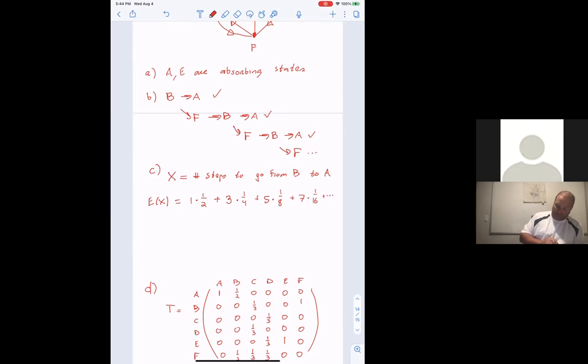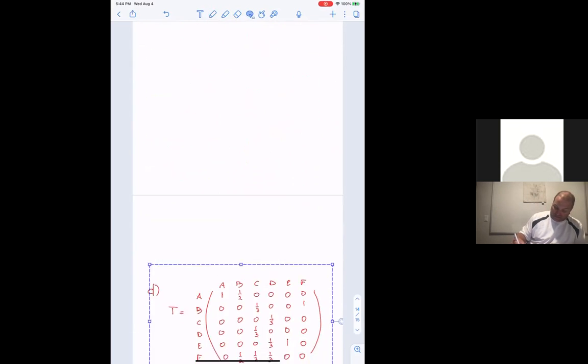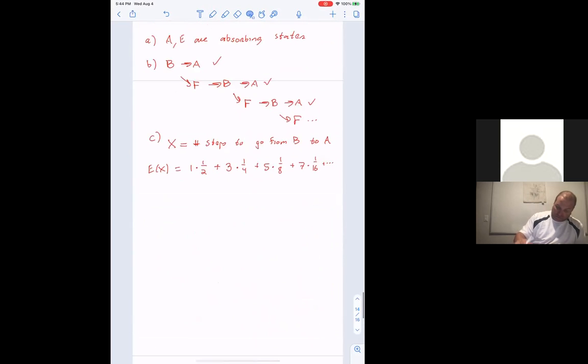We have a pattern here. The question now becomes, is there a way to get a nice number for this pattern? So let's see if I can do some nice, ingenious manipulation here. So what do I have here?